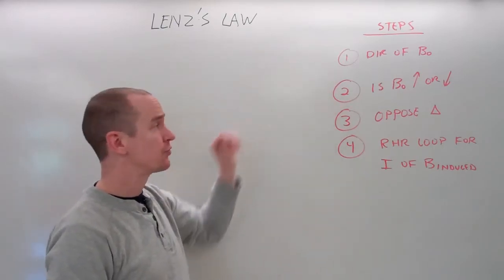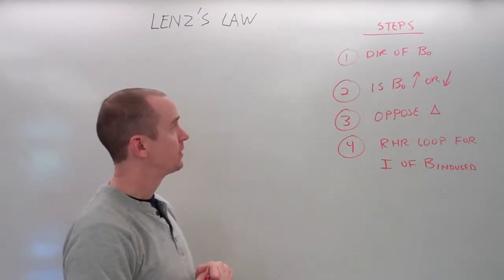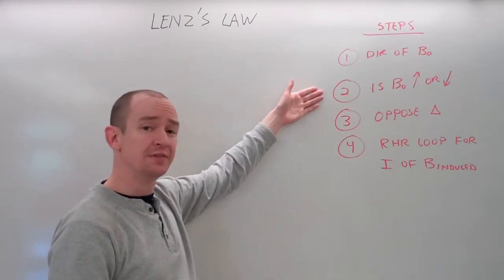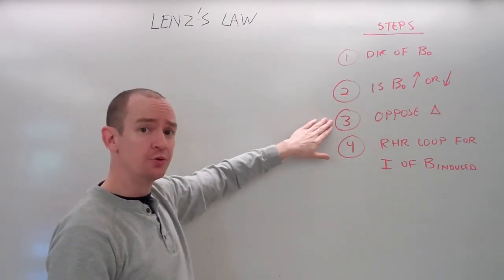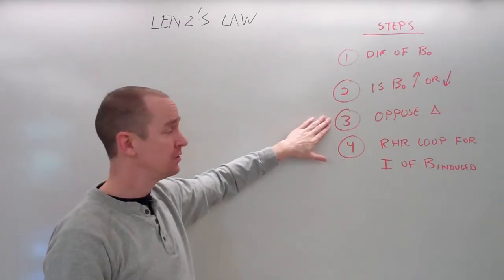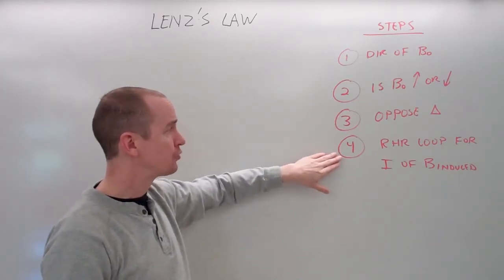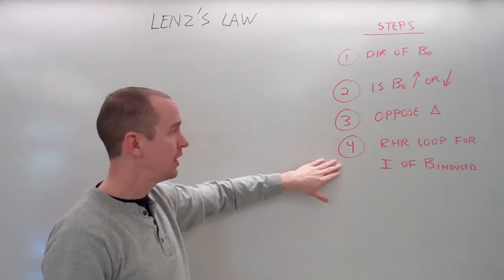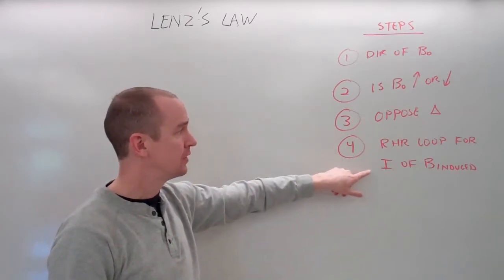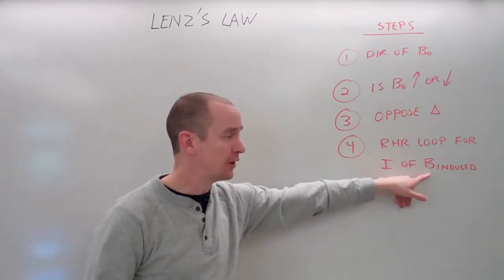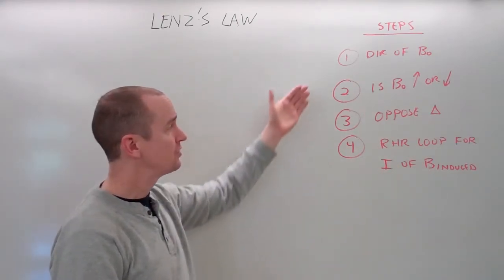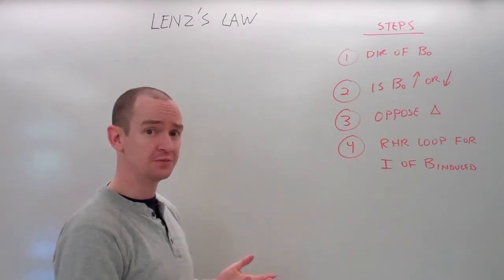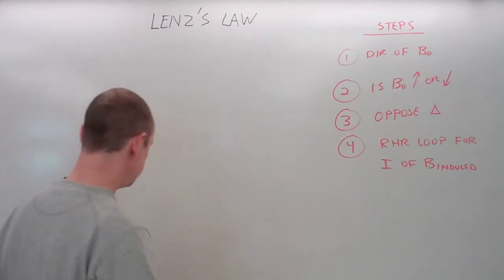First, you find the direction of the original magnetic field. Then you ask yourself, is the magnetic field getting stronger or weaker? How do we oppose that change in magnetic field? And then use the right-hand rule to determine the direction of the current that is created to generate the weakening or strengthening of the field. Notice this is going to be all in terms of field. Let's look at an example.